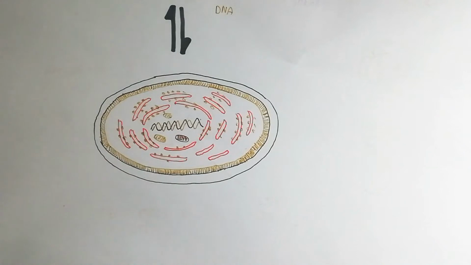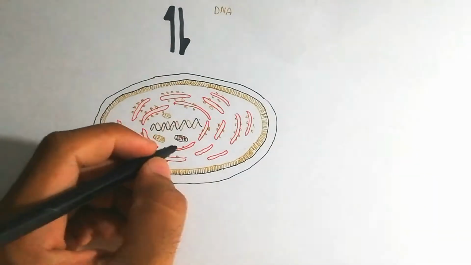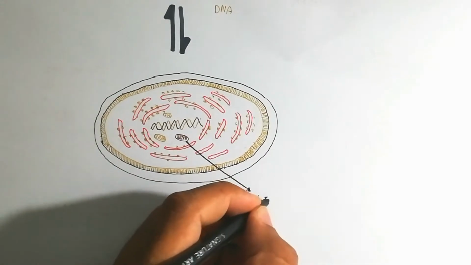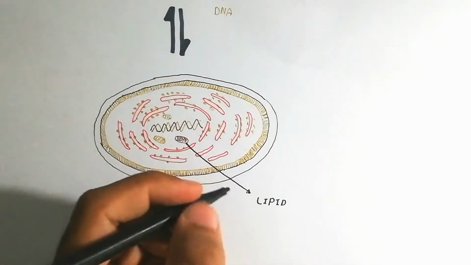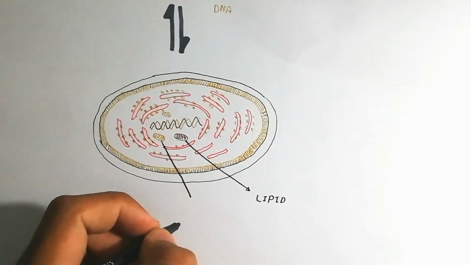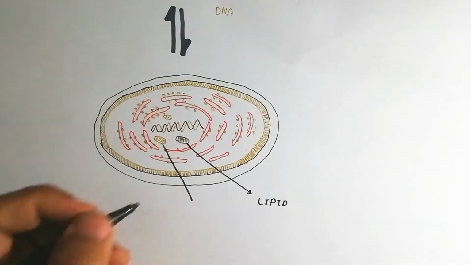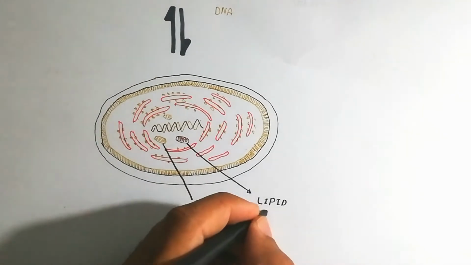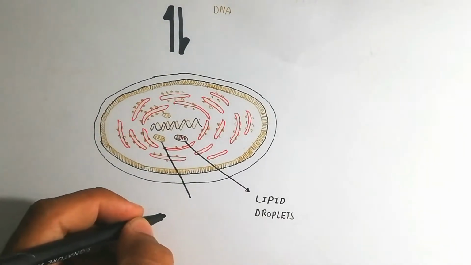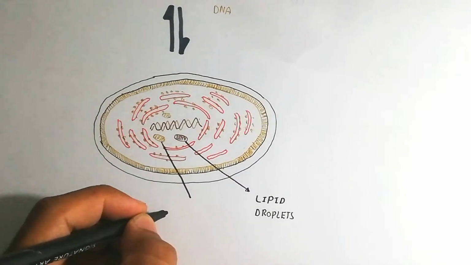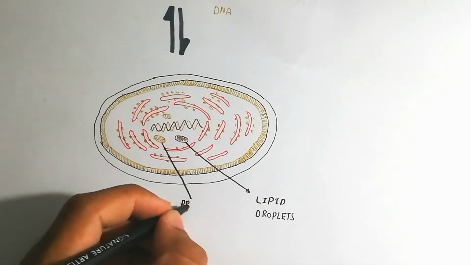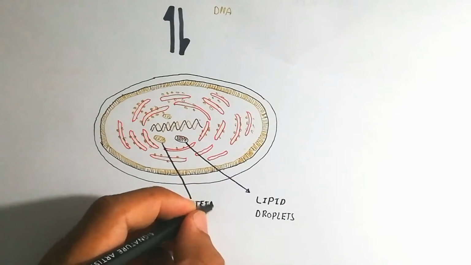So here I have labeled it. Here is the lipid droplet, and the lipid droplet is very important. It produces lipids, which are used in making the plasma membrane of the Nostoc cell. Nostoc can exist as separate cells, but the majority of Nostoc is colonial. That cell is known as a colonial cell, and an aggregation of cells is known as a colony.